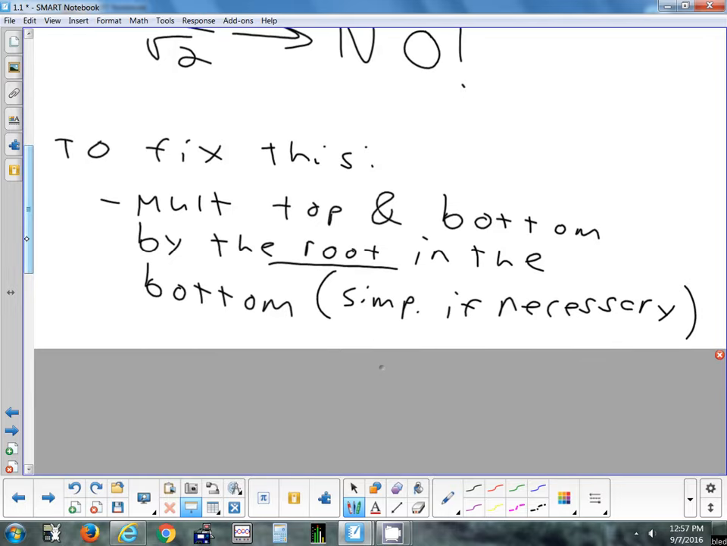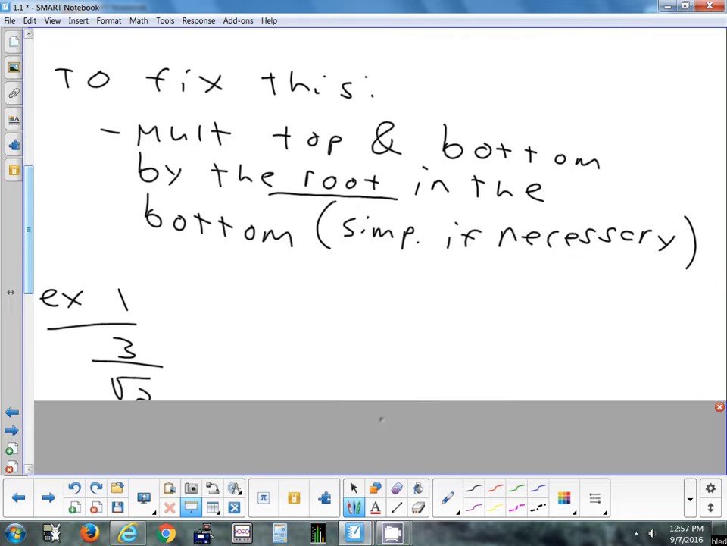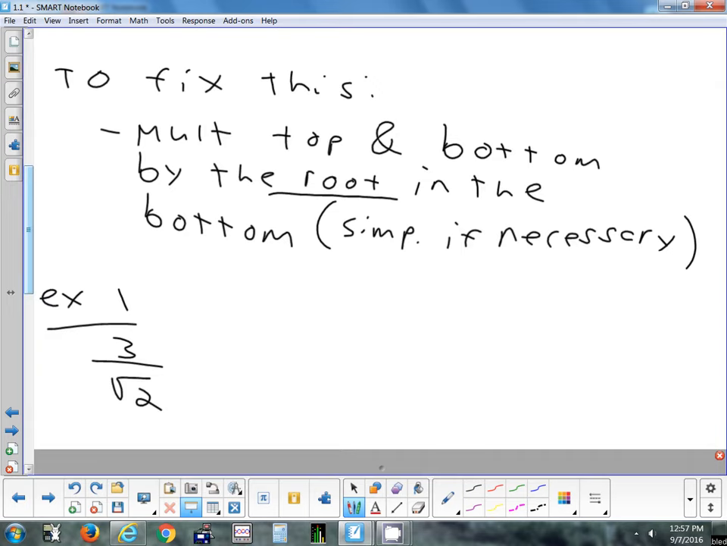So what we'll do is we'll go through a couple different examples, just practicing getting that square root out of the bottom. And then that'll be it for this part. Let's start with the problem I just had on the board, 3 divided by square root 2.